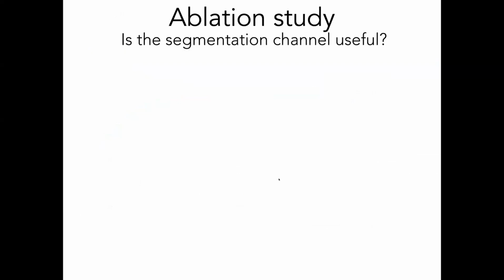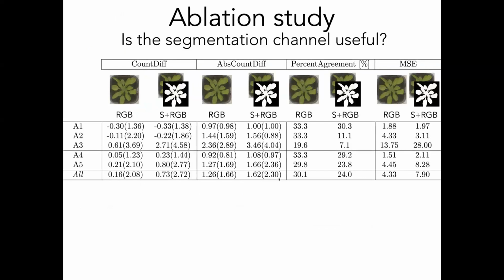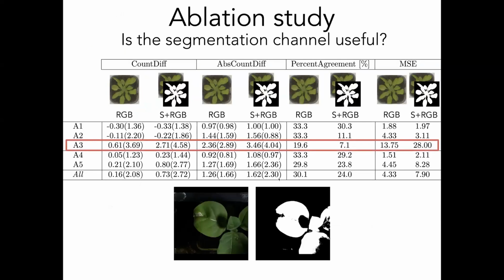So to pursue that question, we did an ablation study. So we tested head-to-head just using RGB images into the counting network versus using the RGB plus the segmentation channel. And the main result we found was that in that A3 directory where we had the worst counting performance, if you didn't use a segmentation channel, then the performance improved substantially. In all the other subdirectories, there wasn't a substantial difference between using the segmentation channel or not. But in that A3 directory, it was a big benefit. And again, this was the directory where we had very poor segmentation masks from the segmentation network.